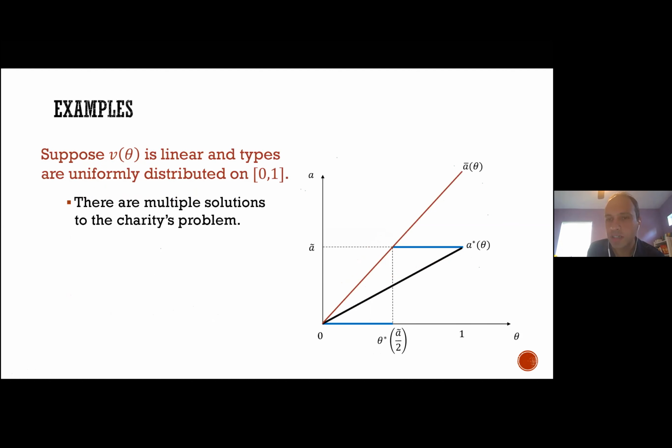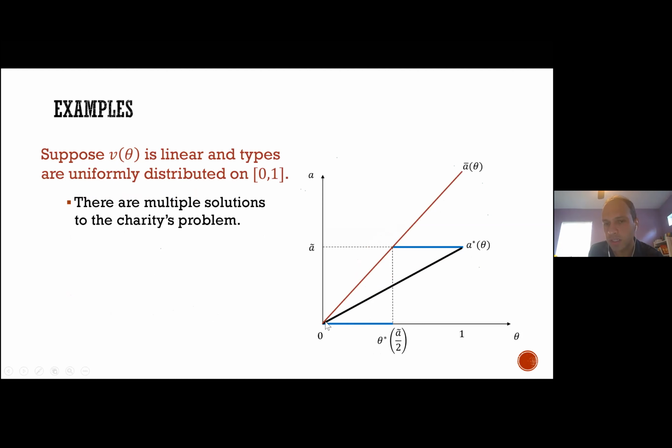Let's look at the other case which is left out, where suppose the marginal benefit of effort is linear. In that case, the A star and A bar curves are going to be linear. And in fact, I have single peaked and symmetric preferences over here. So the slope of the A bar curve is going to be exactly twice the slope of the A star curve. In that case, you will have multiple solutions to the charity's problem.